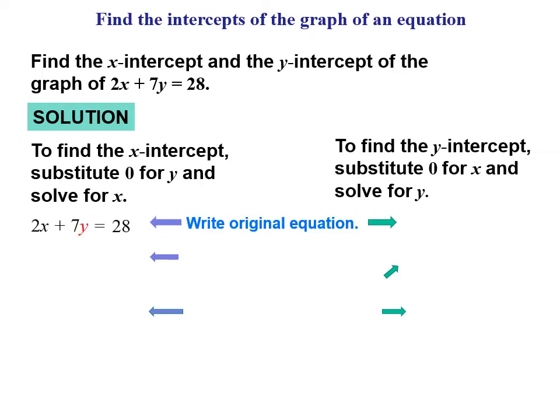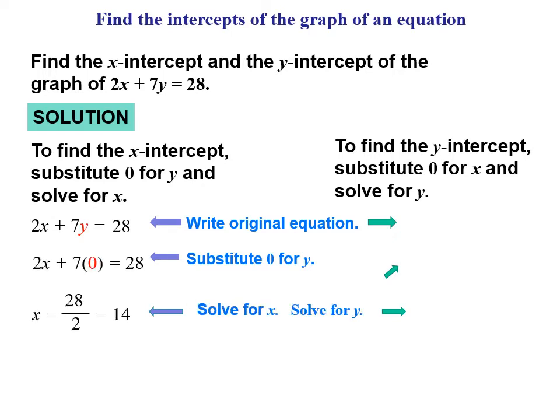We're going to write the original equation: 2x + 7y = 28. Now substitute 0 for y and solve for x. And x is solved to 14.